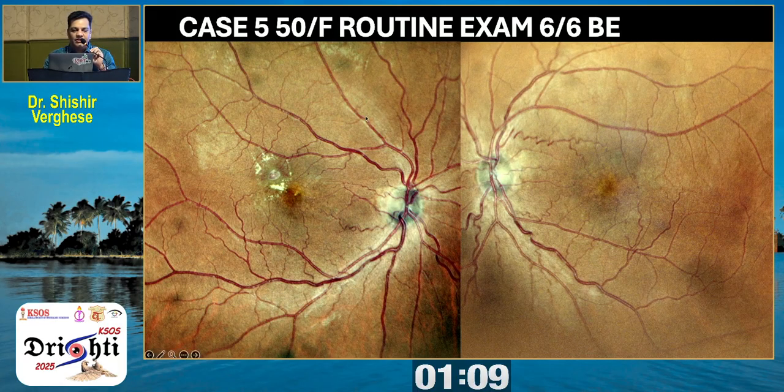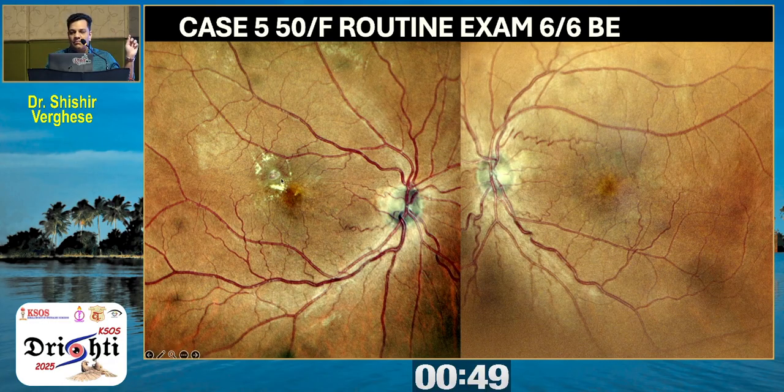Another case, a 50-year-old female, she came for a routine examination, 6 by 6 vision, both eyes. Somebody referred saying the right eye has moderate NPDR and sent the patient. So she is diabetic and she also has mild NPDR in both eyes. You can see the few hemorrhages there in the left eye. The right eye also has hemorrhages and some exudates.